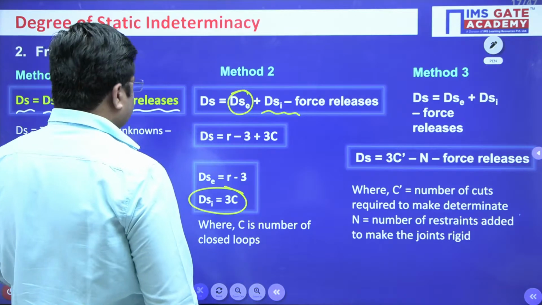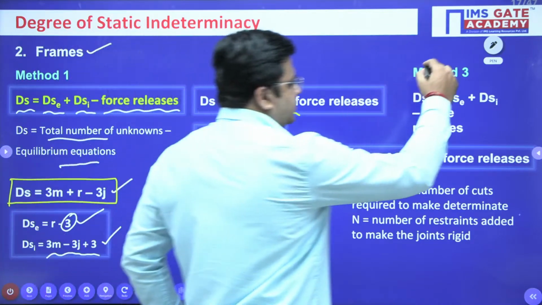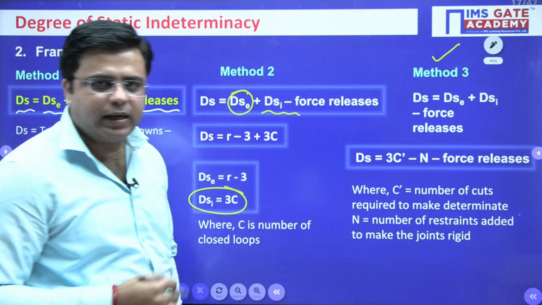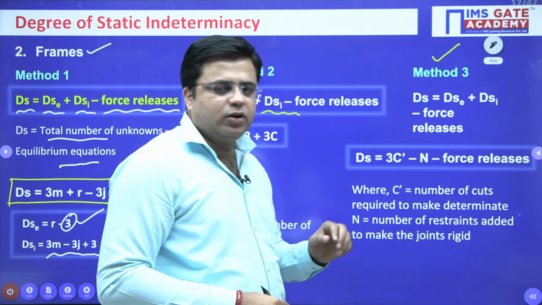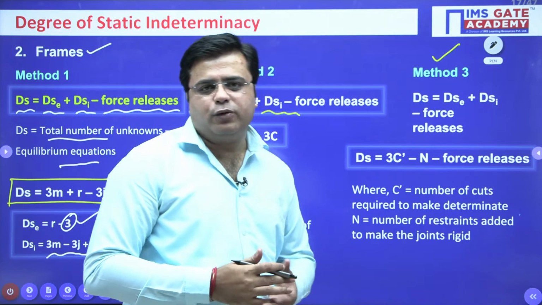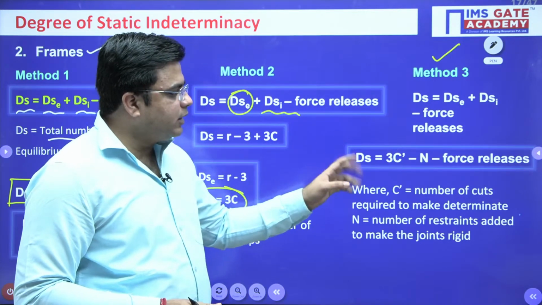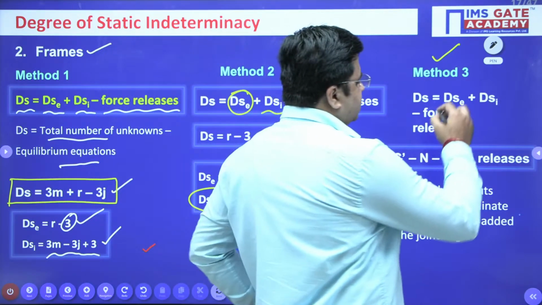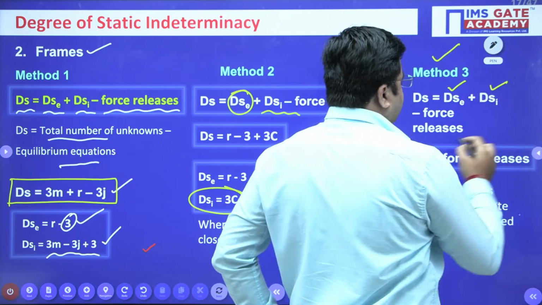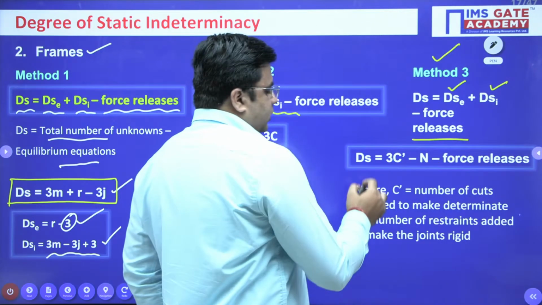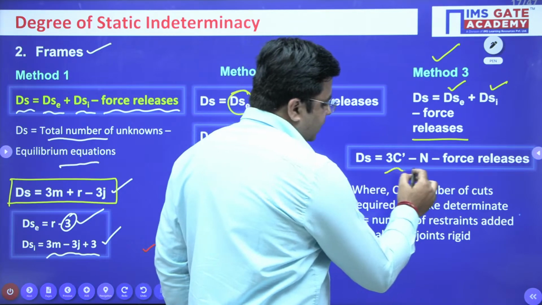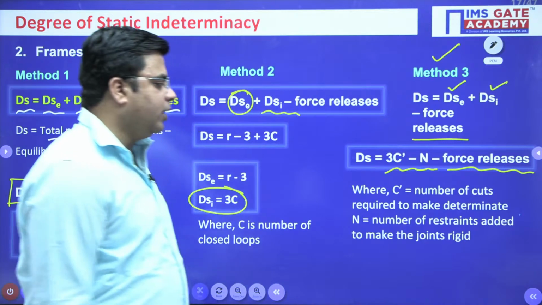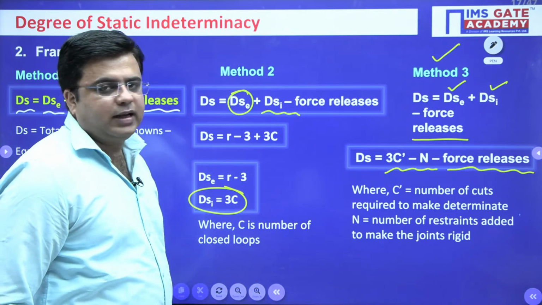Now the third method is slightly tricky, and I do not suggest my students go with this method because usually it creates some confusion. But this method can still be used, and how to do this? So method number 3 is DS is equal to DSE plus DSI minus force releases. So DS is equal to 3C dash minus N minus force releases. This gives you the direct formula for calculating the degree of static indeterminacy.